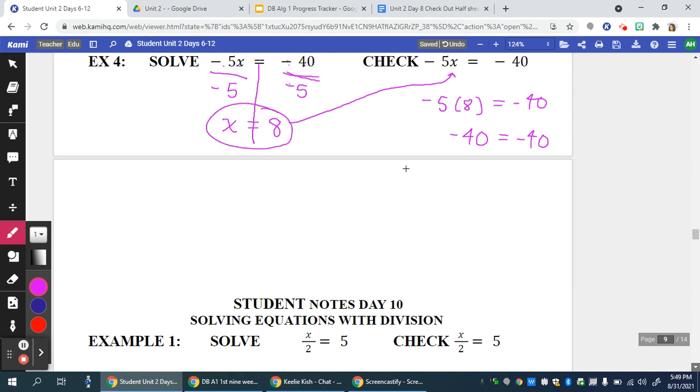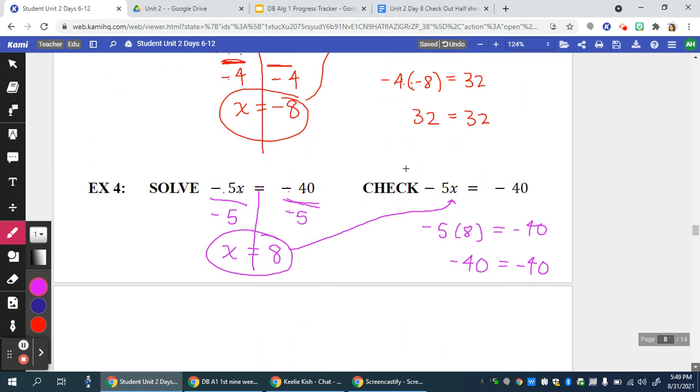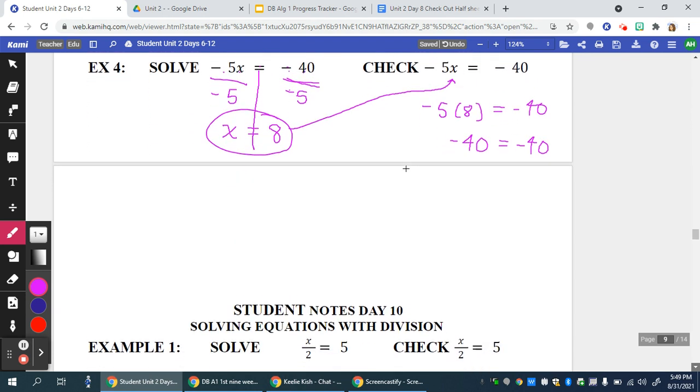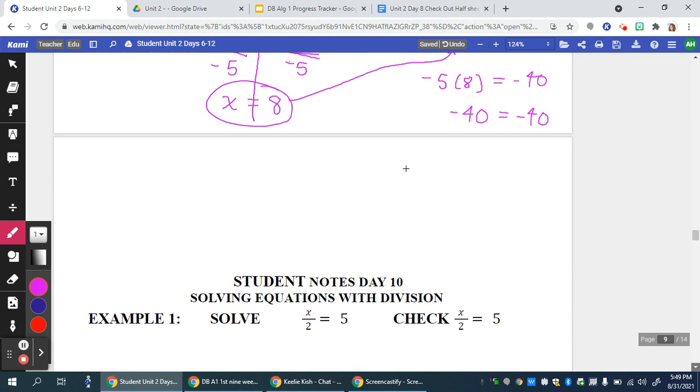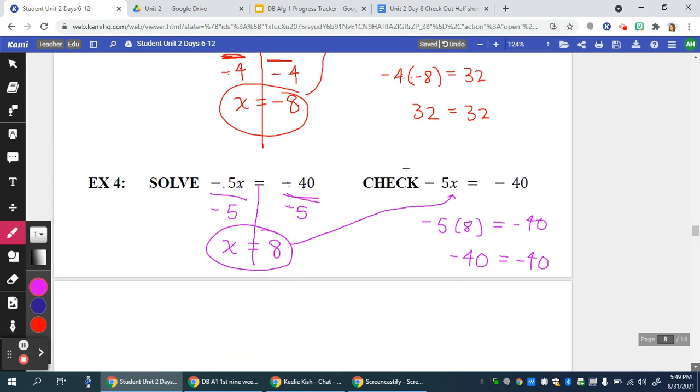So that was a quick lesson for Unit 2, Day 9. Go ahead and work on your activity, and then you'll get your half sheet after that.